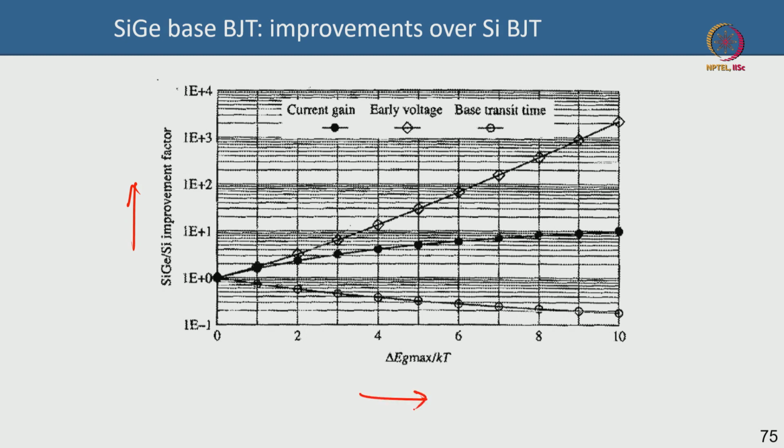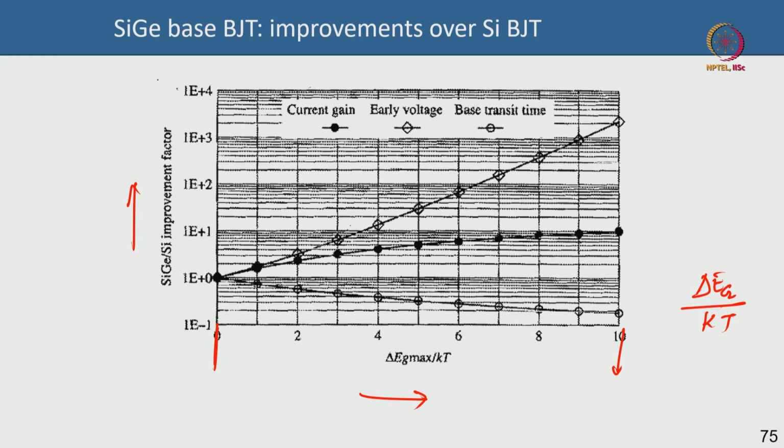On the x axis is the difference in the band gap because of the grading. So at 0 it means there is no grading. At 10 it means the ratio of the total band gap difference that you are having between the n to n of the silicon germanium, divided by kT, is 10. So it is 10 times kT. At room temperature that is like 0.26 electron volt, that is reasonably good.